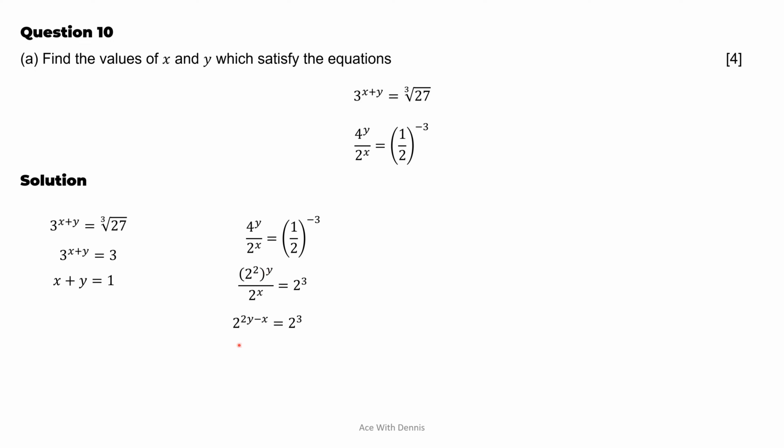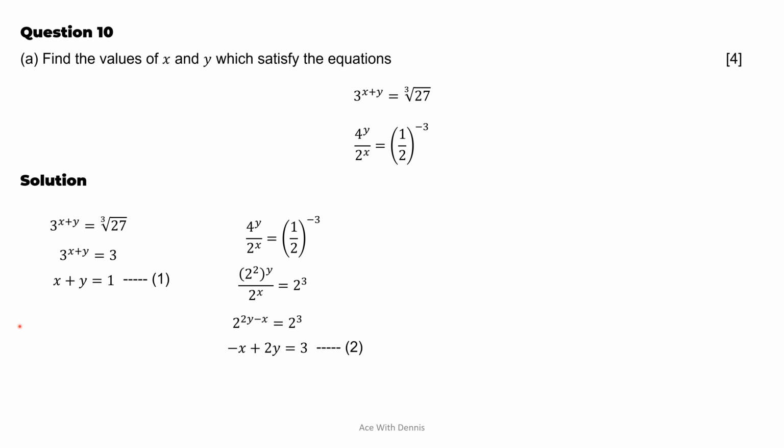Then we can get this equation to be 2 to the power 2y minus x equals 2 cube. Because division, right, we can minus the power. We remove the bracket, we multiply the power. And now, the left-hand side and the right-hand side have the same base, which is 2 here. We can compare the power. For this case, we get negative x plus 2y equals 3.